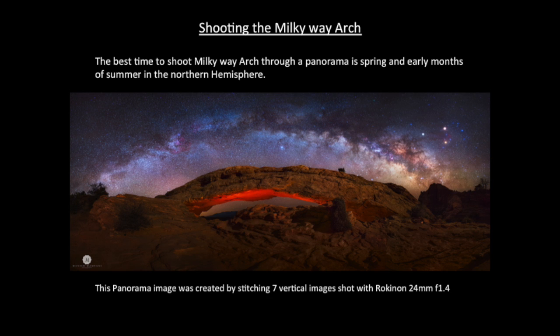This is another example of a Milky Way Arch that I shot with the same lens, the Rokinon 24mm f1.4, but I created it by stitching 7 vertical images. The reason I chose fewer images than the previous one is that there were so many people out there at night. The light painting was used to light up the foreground, and so that not many people and their tripods come into my images, I had to reduce my number of vertical images. But that worked out well in this case.